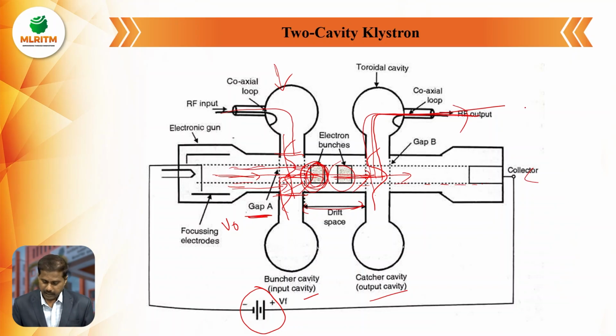Here, all electrons are modulating their velocity. That's why we call it velocity modulation. Velocity modulation happens at the catcher cavity. When the signal enters as a small signal, it will be amplified to a large one. So signal amplification is done through this two cavity klystron.